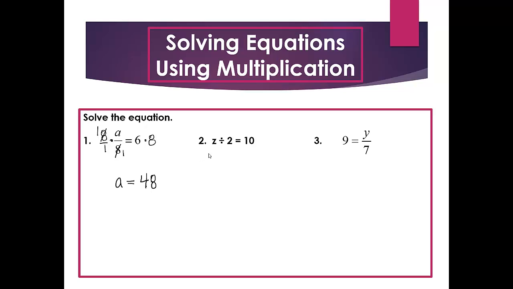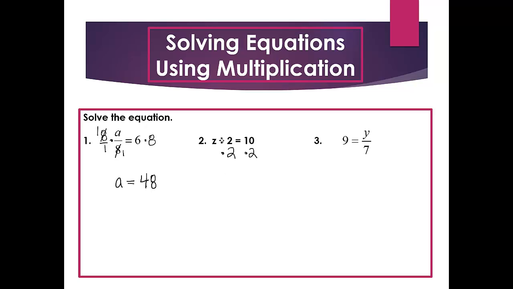Now for number 2, we have z divided by 2 equals 10. We want to look at the left-hand side of the equation because that has our variable z. On this side of the equation, we're dividing by 2. We want to undo the division, so we're going to use multiplication. So we want to multiply both sides by 2. Notice that I used a dot to represent multiplication. I decided not to use an x because I didn't want to get confused as to whether x was a variable or a multiplication sign.